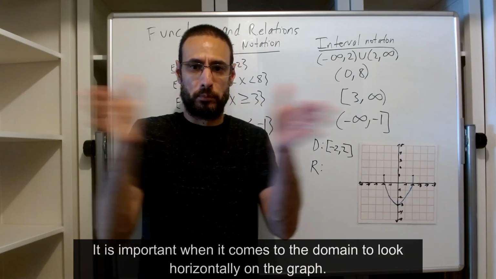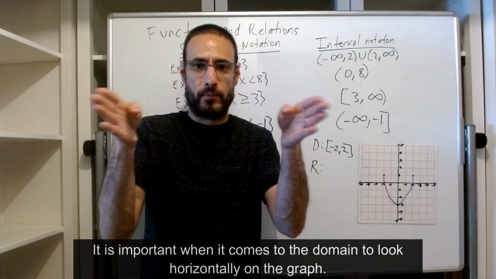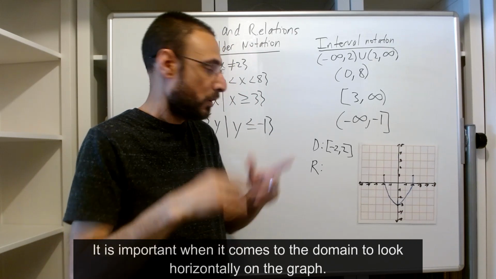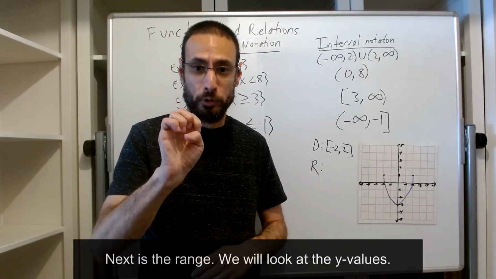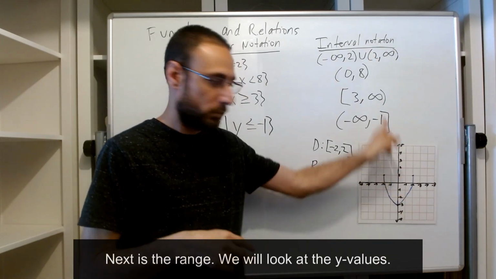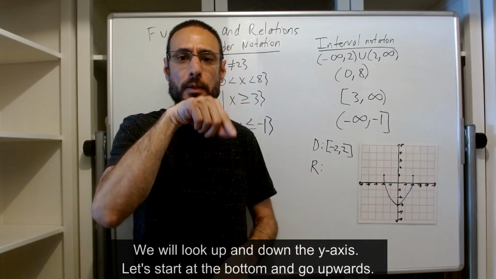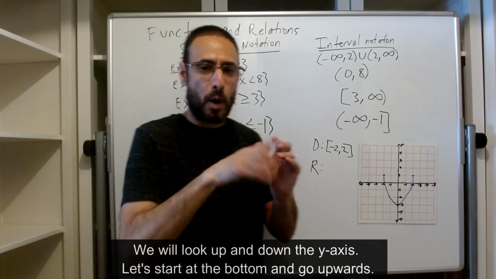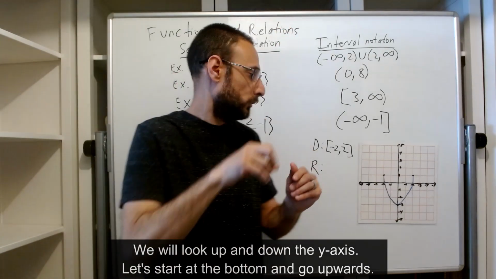It is important when it comes to the domain to look horizontally on the graph. Next is the range. We will look at the y values. We will look up and down the y-axis. Let's start at the bottom and go upwards.